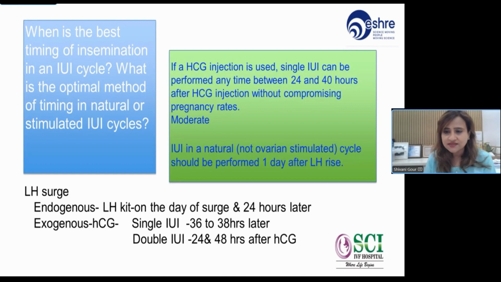The next question is, in IUI you have given your trigger, so what is the best timing for insemination? If HCG is used, a single IUI can be done any time between 24 to 40 hours of the HCG without compromising pregnancy rates. And IUI in a natural cycle, that is not an ovarian stimulated cycle, should be done 1 day after the LH rise. You can use the endogenous LH kits to detect the LH surge. And if it is with exogenous HCG, that is single IUI 36 to 38 hours later, and double IUI 24 and 48 hours after HCG.